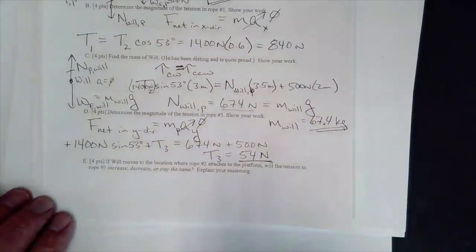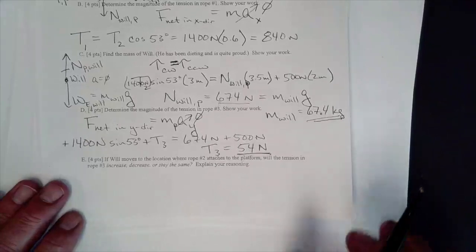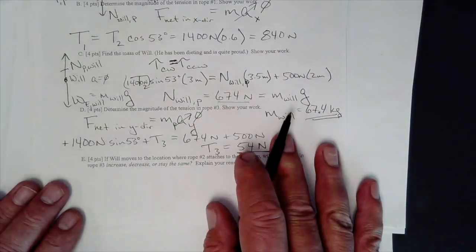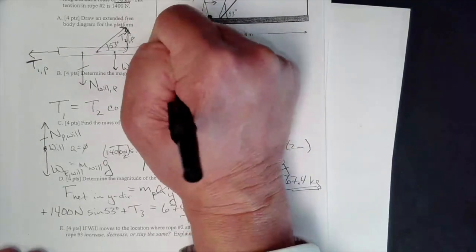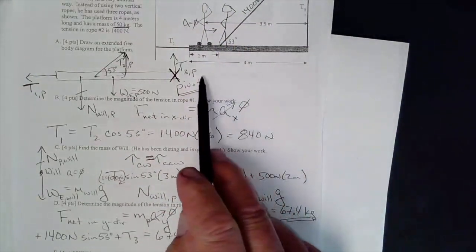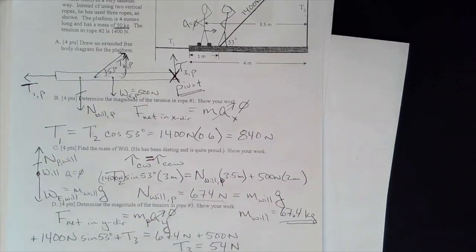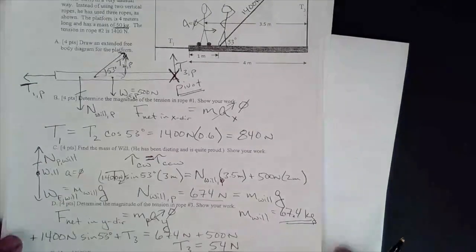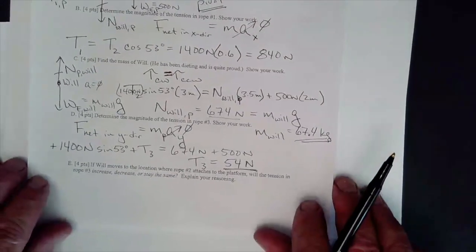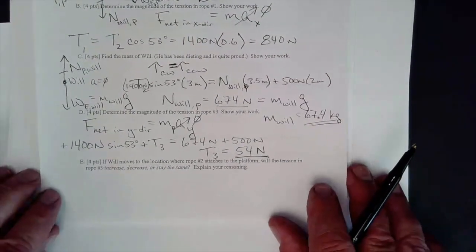We know that if he moves over to the right, and we again choose this pivot here at the right excuse me. I'm sorry, I got a phone call there.